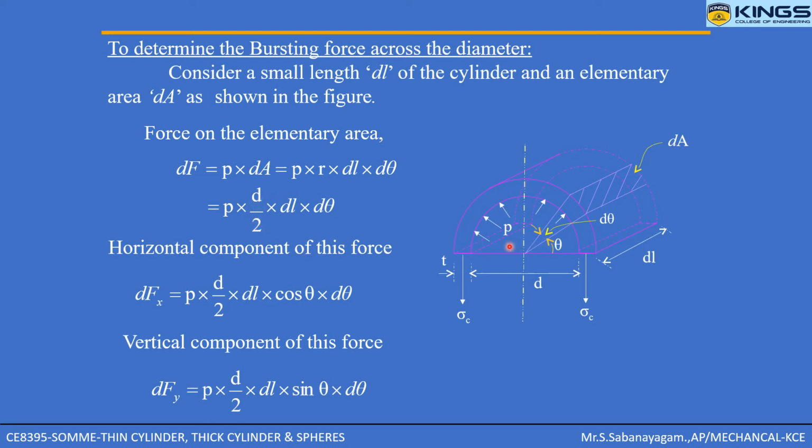And then horizontal component and vertical component are taken. So dFx, that is force applied on the x-axis, will be pressure into d by 2 into dl, that is elementary length, into cos theta d theta. As we studied in engineering mechanics, the horizontal component will be cos theta and the vertical component will be sin theta. Similarly, the vertical component dFy will be pressure into d by 2 into dl into sin theta d theta.